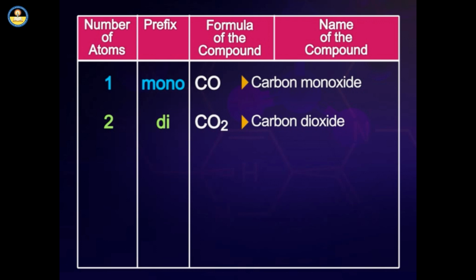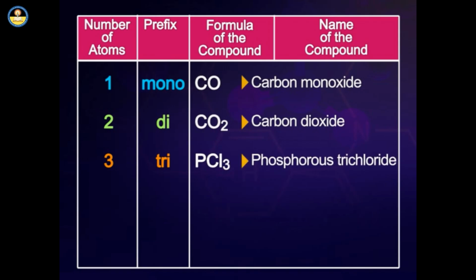Similarly, we see that if number of atoms is 3, prefix added is tri. Formula of the compound is PCl3. The name of the compound is phosphorus trichloride. Same is the case when number of atoms is 4 and 5.